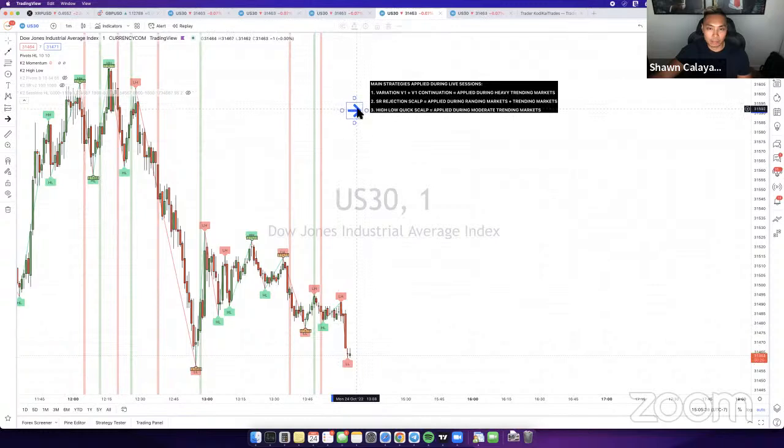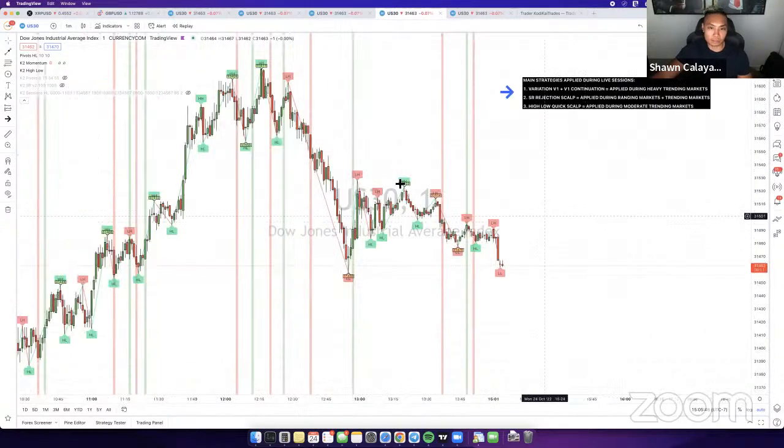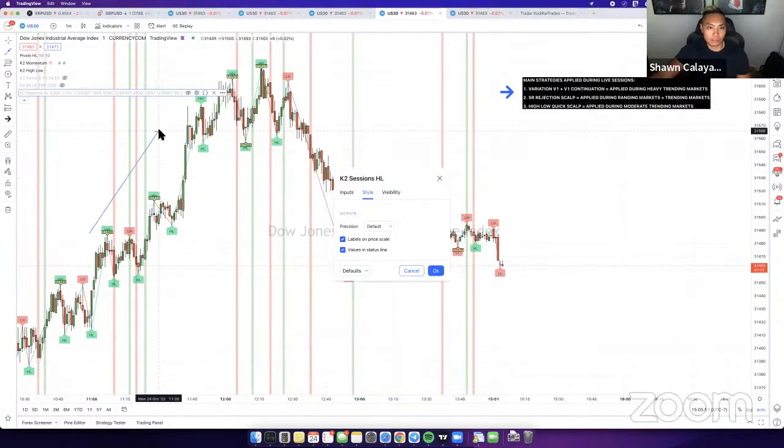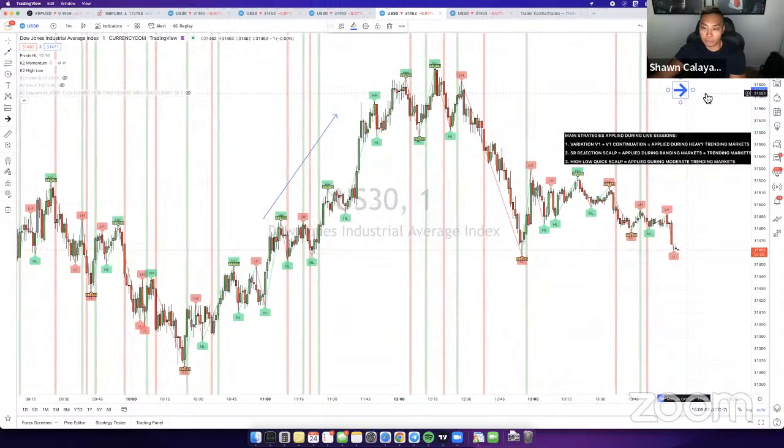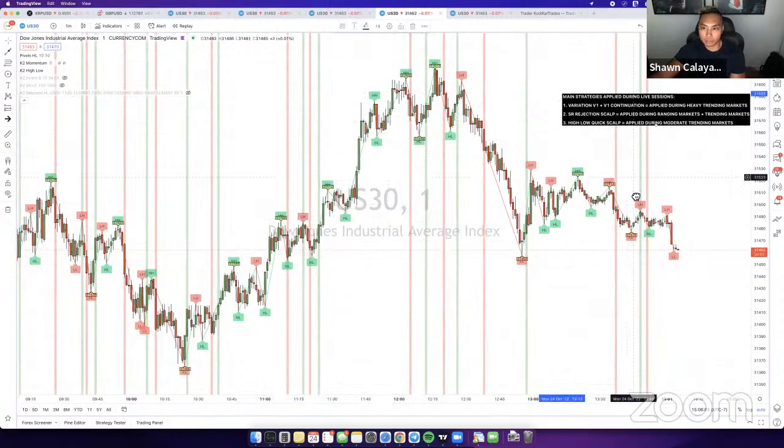Because I feel like a lot of people keep bouncing between strategy and strategy. They never master one strategy, and then they just don't find any consistency. If you can just master these 3, you pretty much have the complete options to trade in any type of market. If market's going sideways, like it's going right here, you're applying the SR rejection. If price is moving directional, you're applying the V1 variation continuation. So I'll just mark a couple of things up right here.